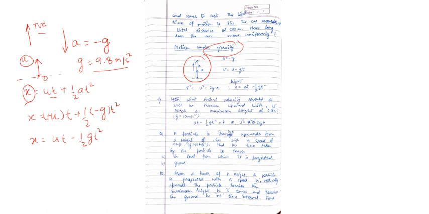When we take the upward direction as positive, then the downward direction is negative, and the acceleration is in the downward direction, obviously. So this becomes the equation. Similarly, all other equations change in the same manner.